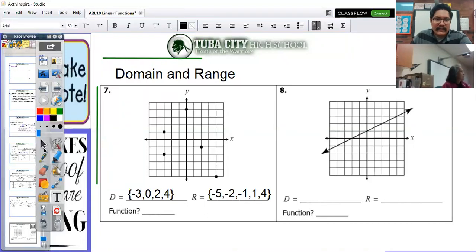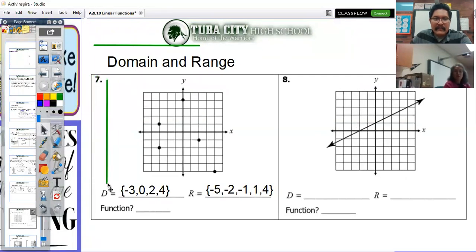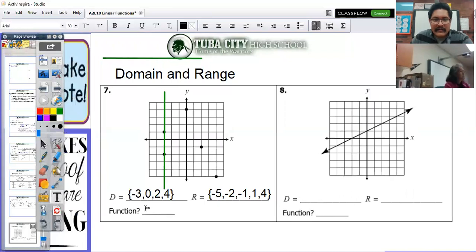So is this a function? Well, again, if you have a graph, you can use the vertical line test. And if I put it right here, I end up with 2 points passing my vertical line. So in this case here, it fails, which means it is not a function.